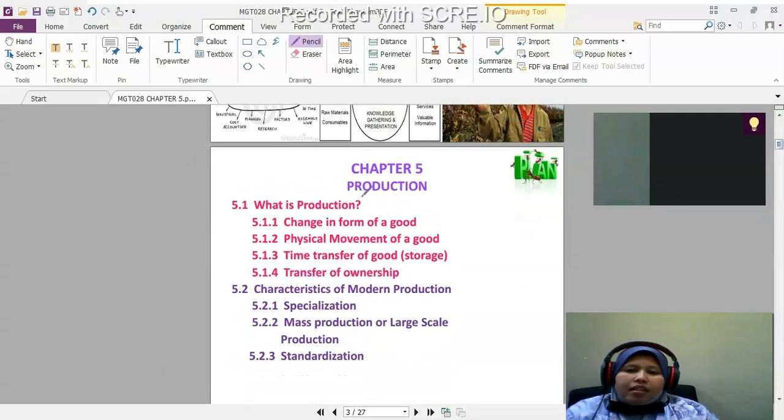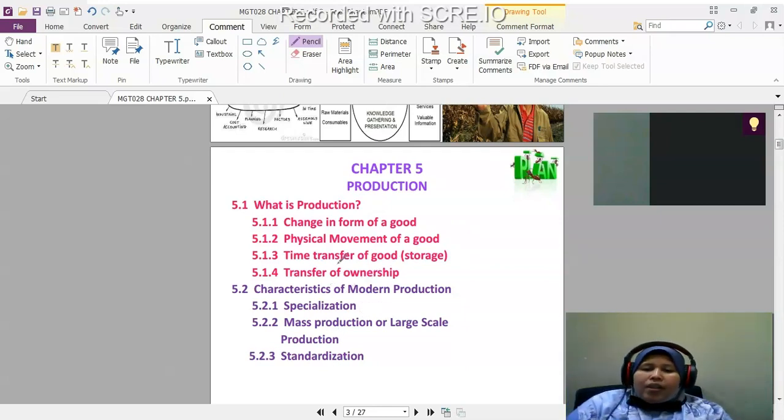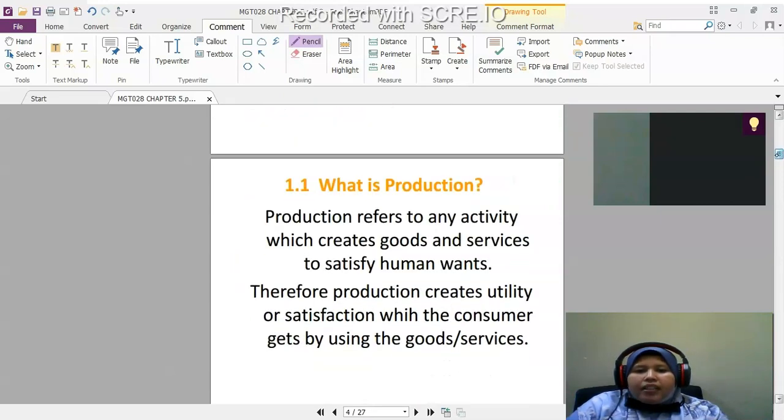What is production? The change in form of a good, physical movement of the good. A good is a product. And transfer or storage, then transfer of ownership. And then we will look at the characteristics of modern production in terms of specialization, mass production or large scale production, and also standardization. Let's look, what is production?